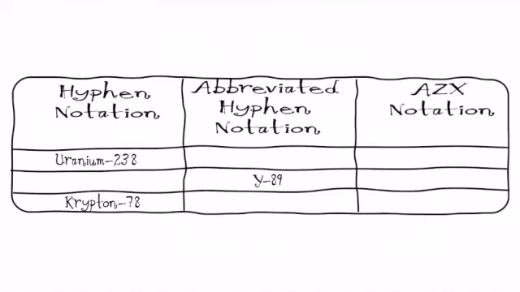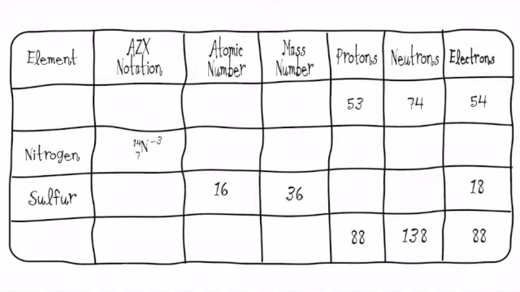So write each of these in each of the different types of notation. So uranium, in hyphen notation, the symbol is U-238. To write this in AZX, uranium 238 is the mass, it goes at the top, and 90, which is the atomic number, goes at the bottom. Use your periodic table to write the rest of the notation. So using your periodic table, we're going to complete the chart.